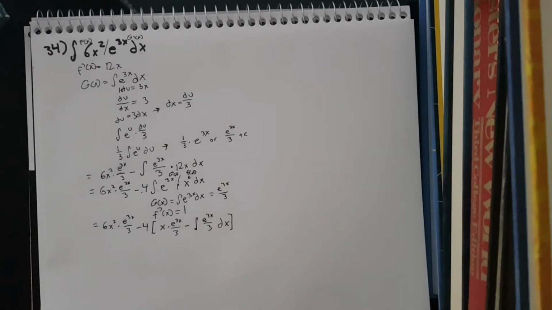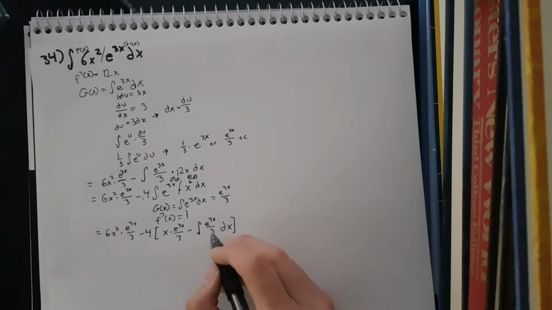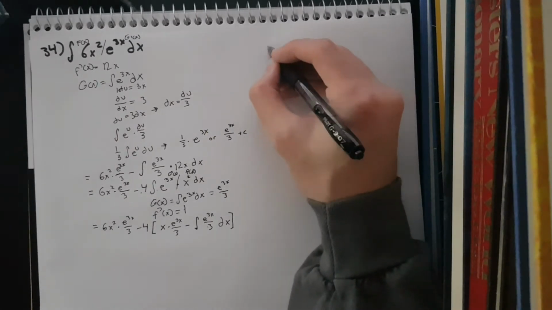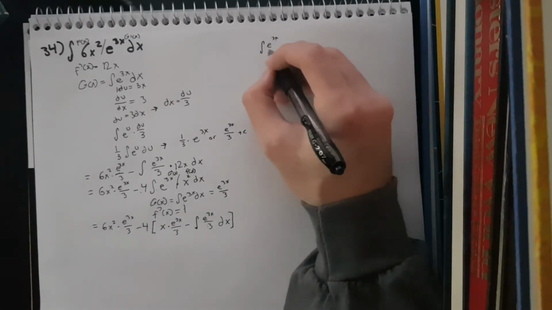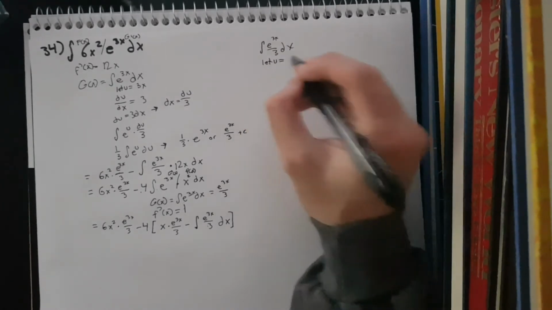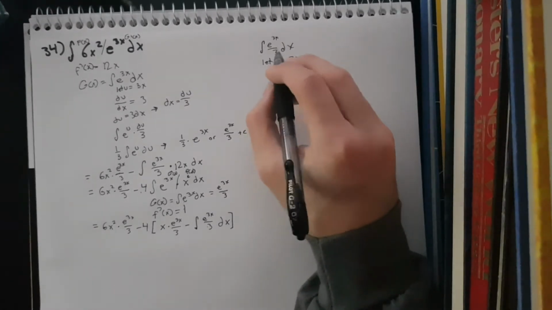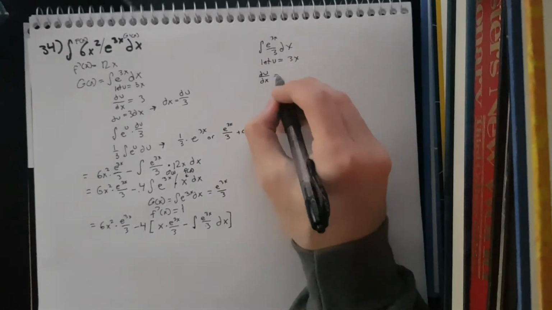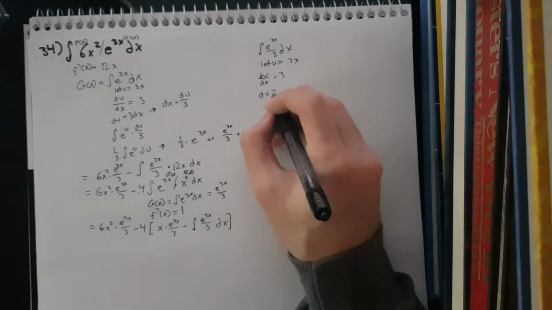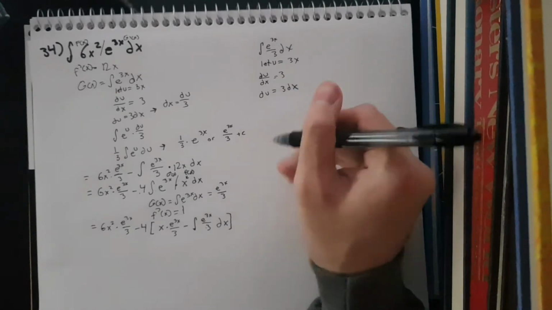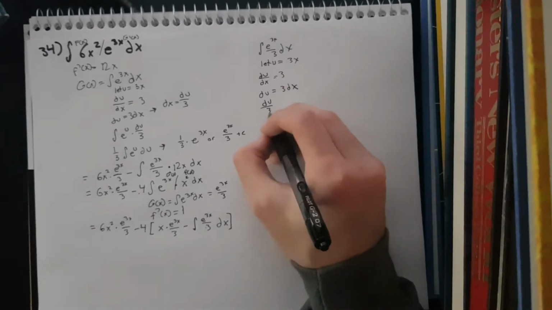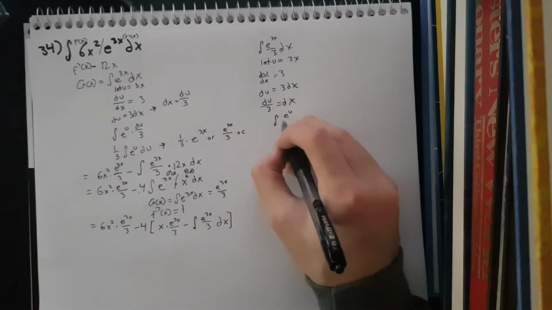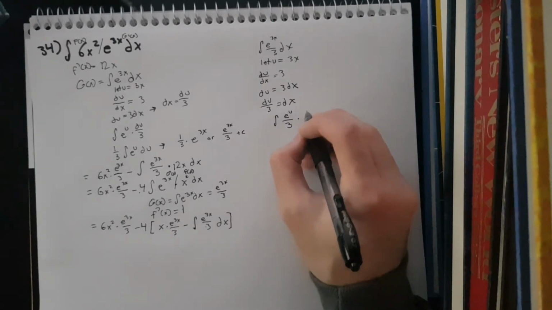Right here, what we could do now, we have to find the integral of e to the 3x over 3, and we could just use u substitution for that one. Let u equal 3x, and then du dx is equal to 3. So du is equal to 3 dx, and dx is equal to du over 3. And then the integral of e to the u over 3 times du over 3.